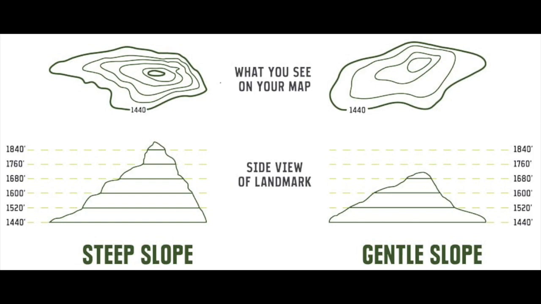So the steeper or the more sharp the slope downward is, the closer the lines are going to be to each other. The more gradual or gentle the slope that the hill or mountain is, the further apart the lines are going to be so that you can see the whole thing. So lines close together, steep slope, lines far apart, gradual slope.